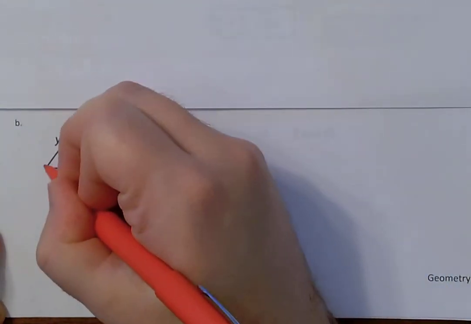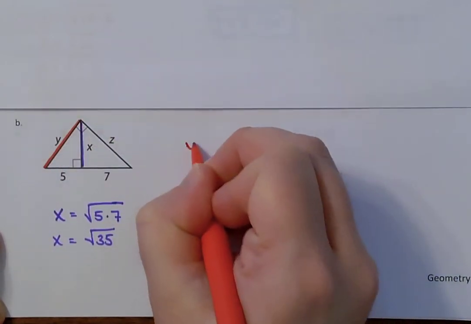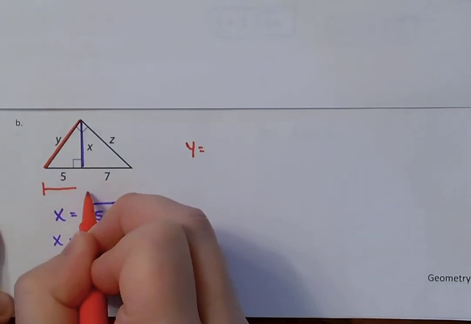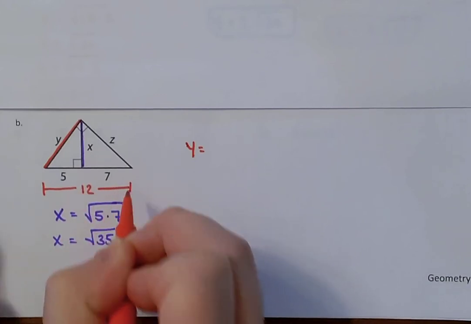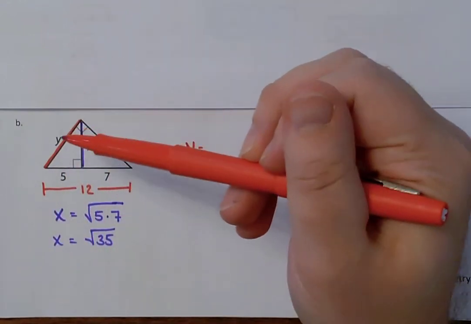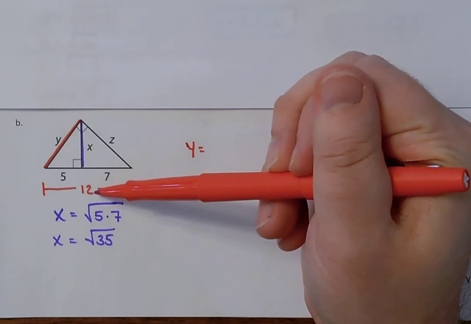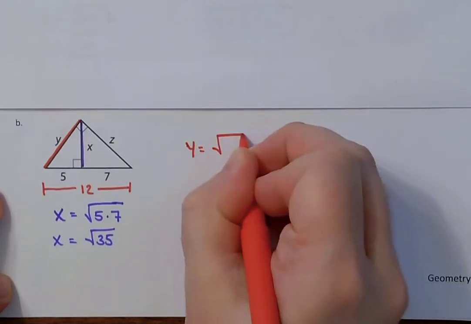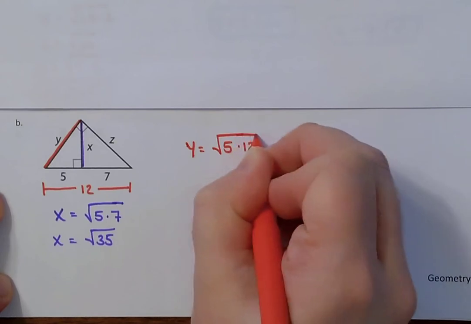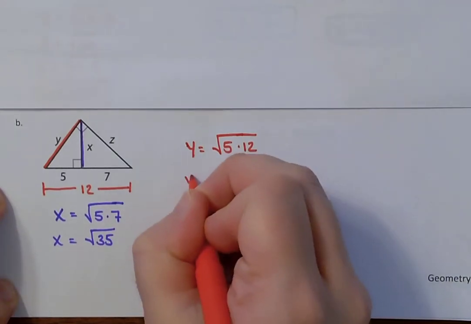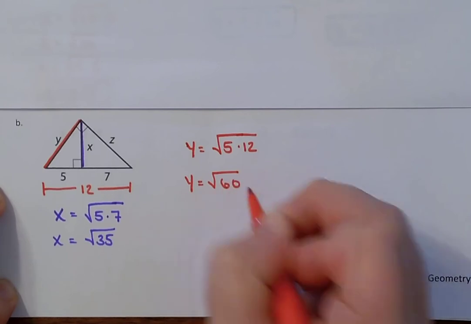Now for y, to figure out the value of y, we have to take the whole hypotenuse. 5 plus 7 is 12. So for y, what we're going to do is take the whole hypotenuse, which is 12, and then the smaller segment, which is 5. So it's going to be the square root of 5 times 12. And if we do 5 times 12, we end up with 60. So we get y equals the square root of 60.